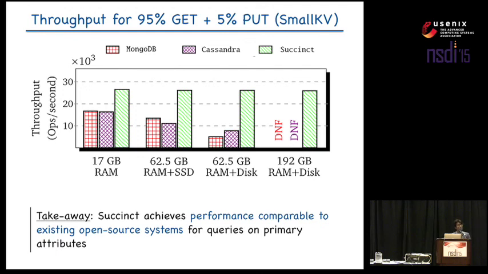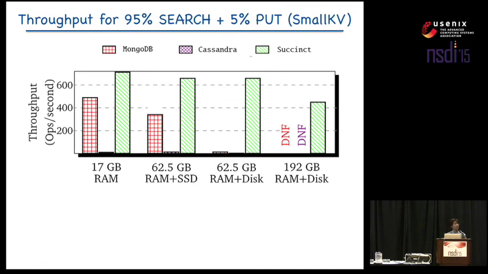More interestingly, when you look at search, so queries on secondary attributes, Succinct has similar performance in terms of scalability. When we go from 17 gigabytes to 192 gigabytes, Succinct gives up a little bit compared to queries on primary attributes, but still maintains its throughput. What is interesting in this plot is I want you to think about MongoDB, which is the leftmost red curve for 17 gigabytes, and compare it with Succinct, which is the rightmost 192 gigabytes plot. What MongoDB provides for 17 gigabytes, Succinct provides with 192 gigabytes of data. This is what our original goal was.